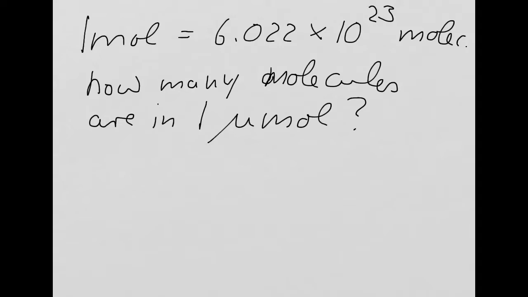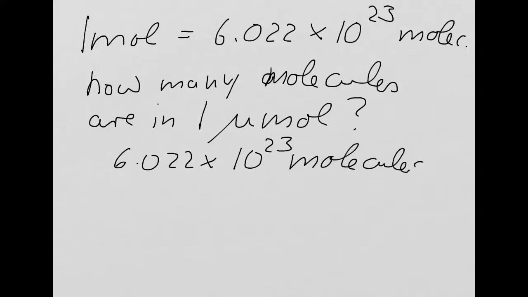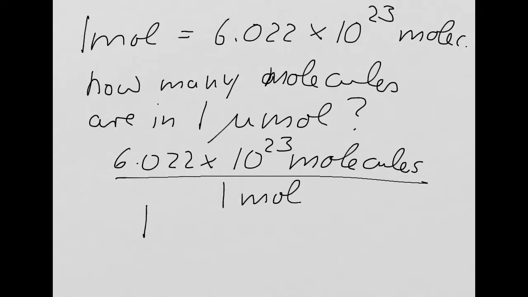Now here comes something extremely handy, something that I showed you last time. First of all, let's write down what we've been given. We have 6.022 times 10 to the 23 molecules per 1 mole. And we have 1 micromole. What does micro stand for? 10 to the minus 6. So 1 times 10 to the minus 6 mole. These are the two things that are interesting for us.